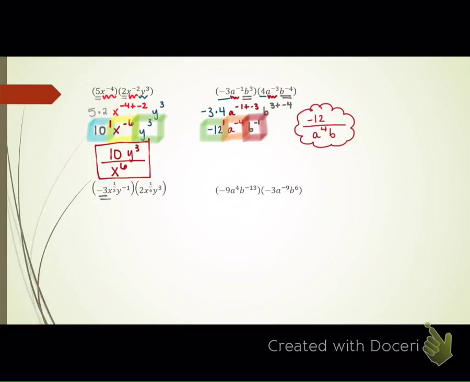Okay, so we start here. We multiply -3 times 2. Connor, what do I do with the x's, x to the 1/3 and x to the 1/4?